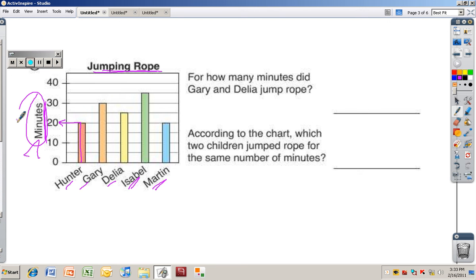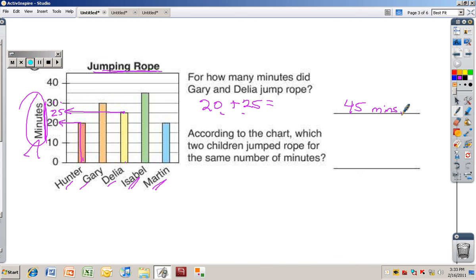Okay, the first one says, for how many minutes did Gary and Delia jump rope? We see that Gary jumped for 20, and Delia jumped for in between 20 and 30. Comes right over to here, so you have to think what number would come right smack in the middle of 20 and 30. That would be 25. So altogether, between the two of them, and you do need to show your work on this, they would have 45 minutes of jumping rope.